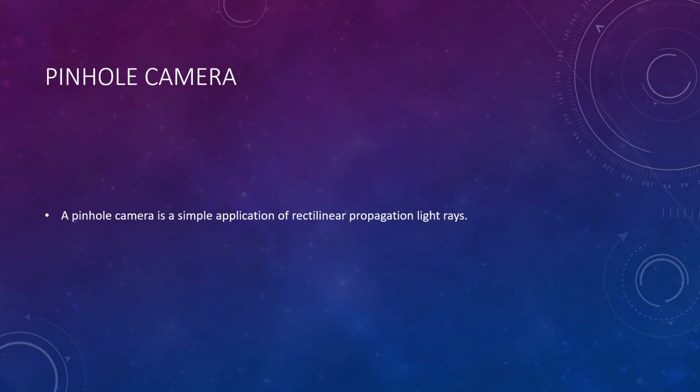Now next here is our pinhole camera. Now what is a pinhole camera? A pinhole camera is a simple application of rectilinear propagation of light. Now what is rectilinear propagation of light? The light always travels in a straight line. And because it travels in a straight line, the name given to it is rectilinear propagation.